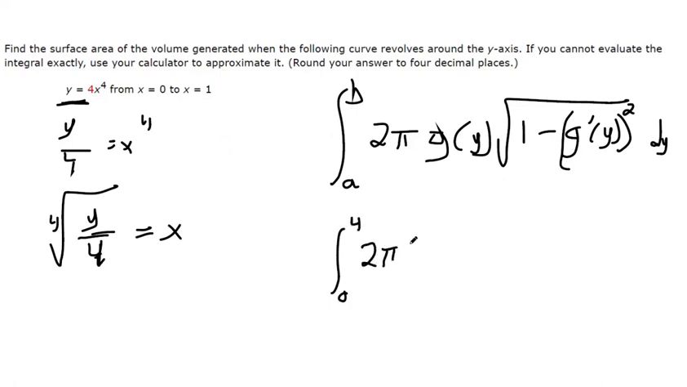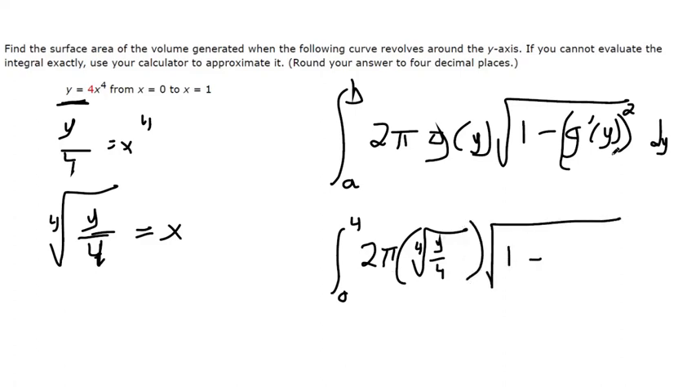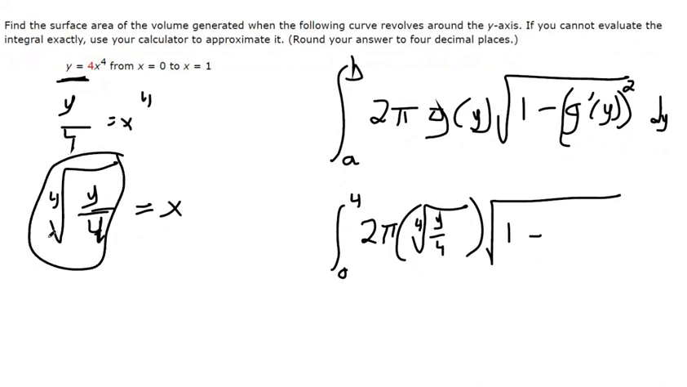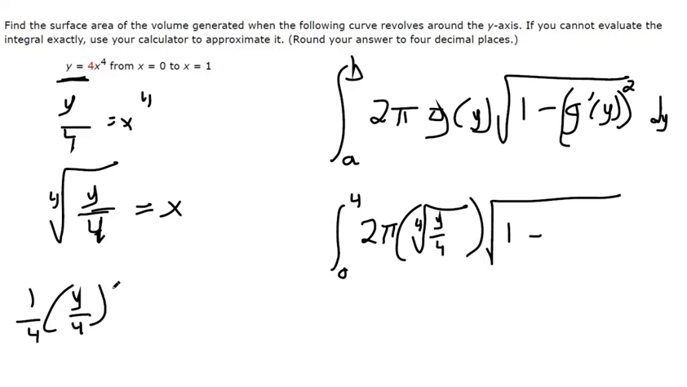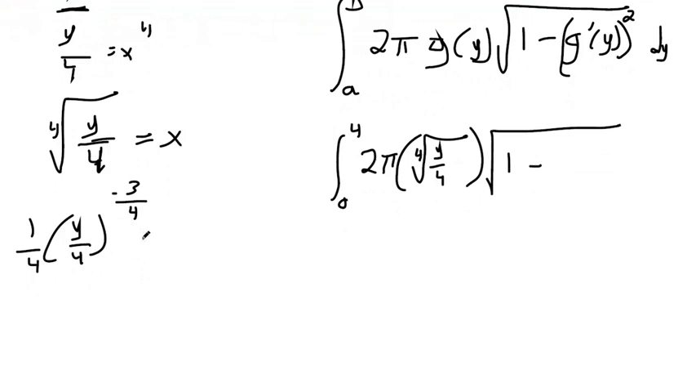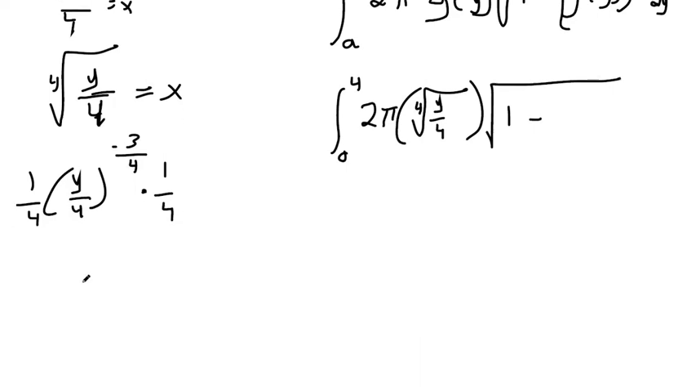So we get 2 times pi times the fourth root of y over 4 times the square root of 1 plus the derivative of the function of y, I should say, squared. So the 1/4, this is a 1/4 power. So if I take a derivative, the 1/4 comes down. It's y over 4 to the negative 3/4, because 1/4 subtracted by 1 makes negative 3/4. And then we multiply by the derivative of the innermost function because of the chain rule. There's our derivative. That's 1/16.